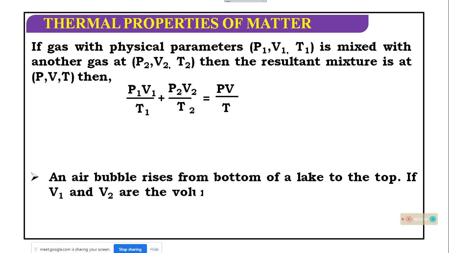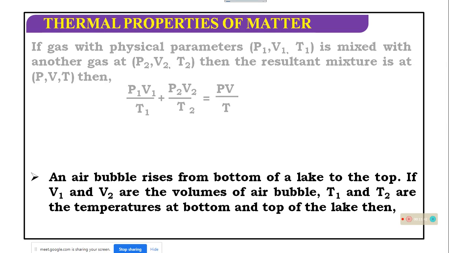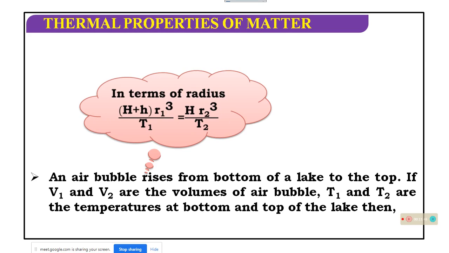If an air bubble rises from the bottom of a lake to the top, then V1 and V2 are the volumes of the air bubble, and T1 and T2 are the temperatures at the bottom and top of the lake. Then, with the radius of the bubble, (H plus h) into R1 cubed by T1 equals H into R2 cubed by T2.